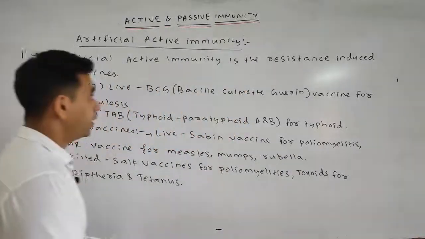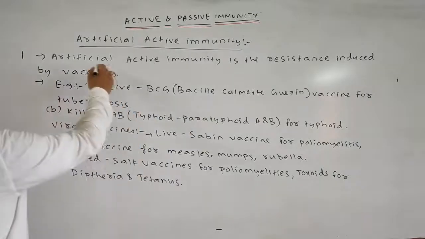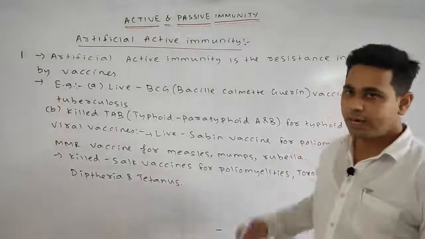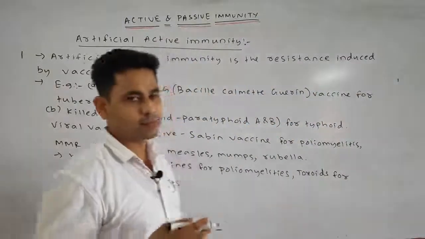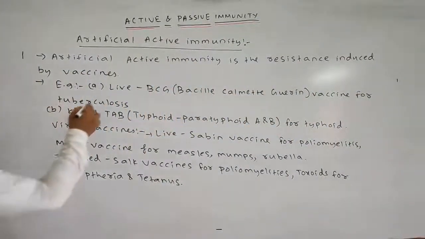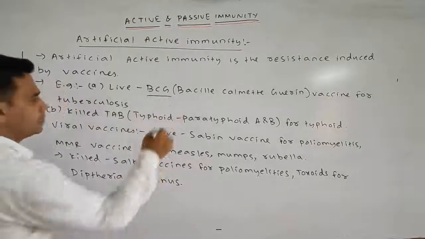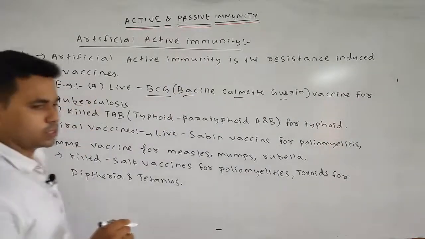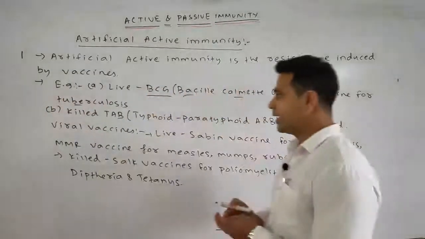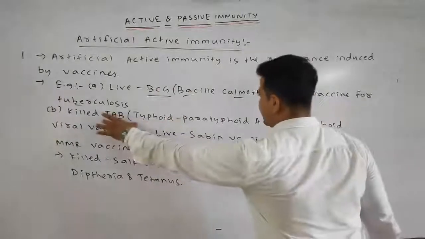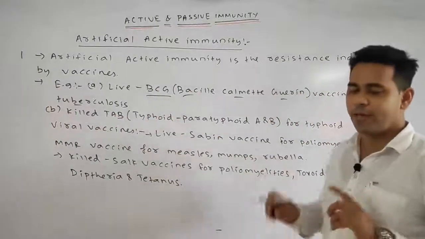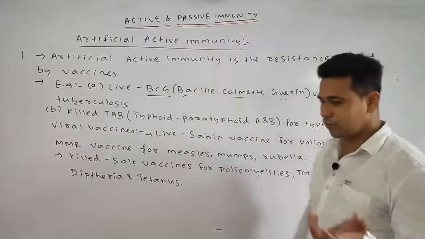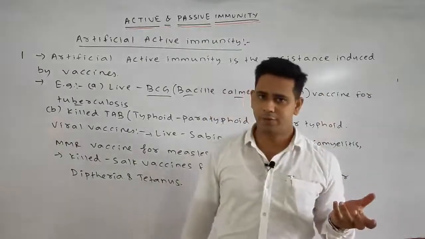Okay, so your first point: artificial active immunity is the resistance induced by the vaccine. Some common examples are the live vaccine or the killed vaccine. The live vaccine is BCG, or the Bacille Calmette-Guerin vaccine, for tuberculosis or TB. Another is the killed TAB vaccine, or typhoid, paratyphoid A and B, for the disease called typhoid, which is caused by Salmonella typhi, as you already know.